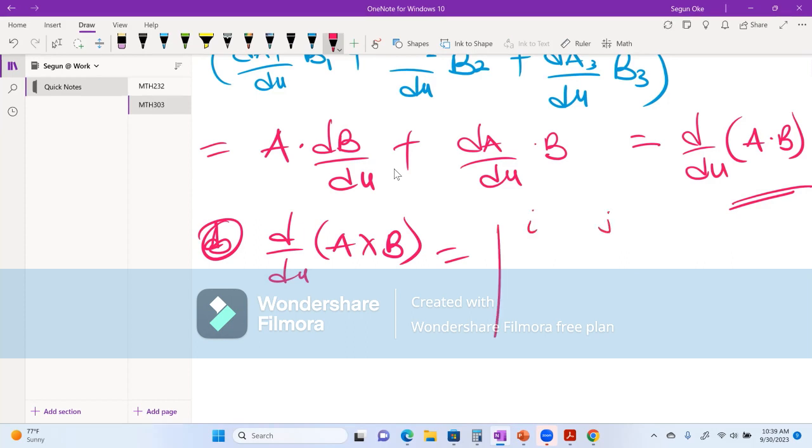i, j, k. What is A? A1 is i, A2 is j, A3 is k, and B1, B2, B3. You remember the way we used to find determinants, using the theorem of determinants, to solve this problem.